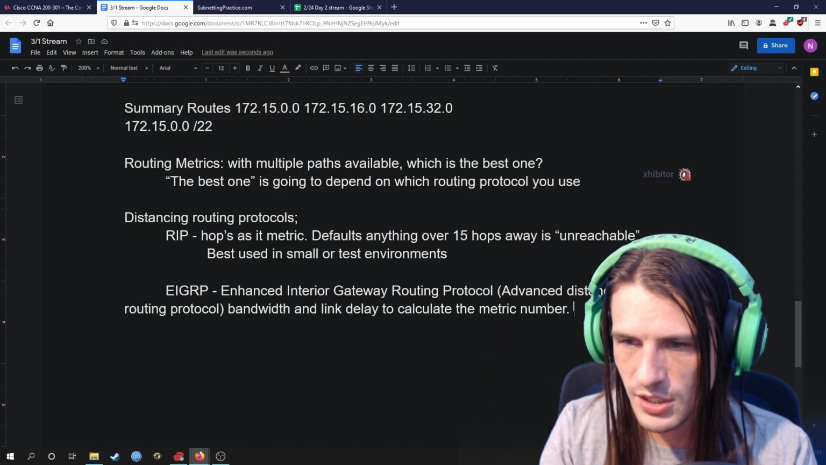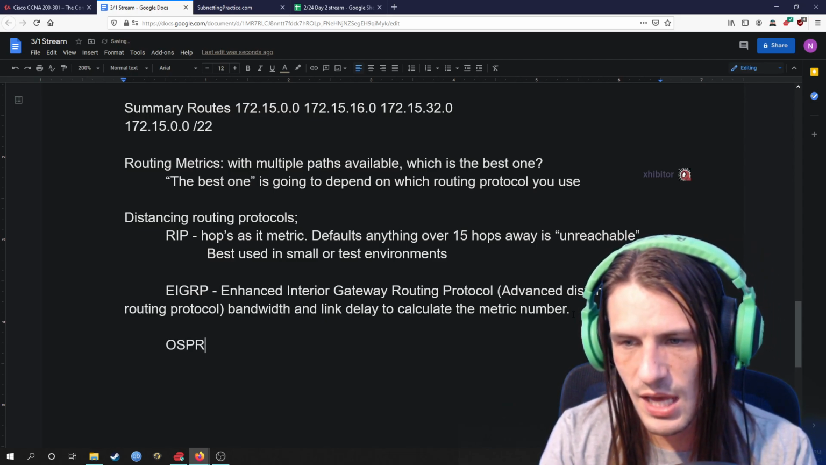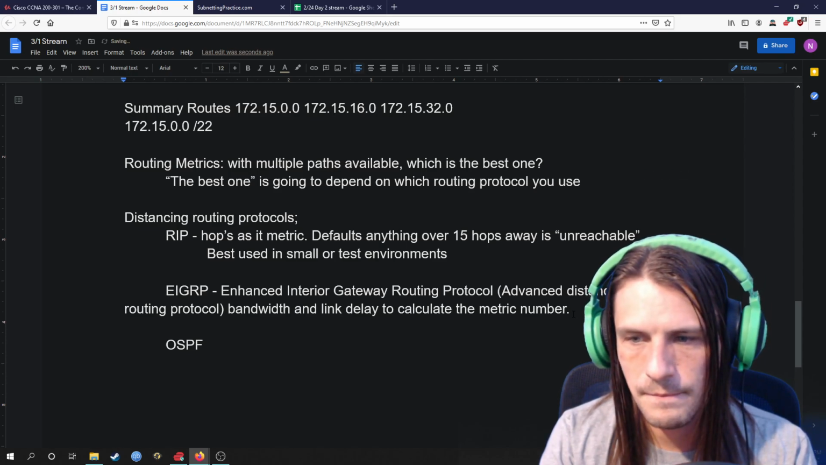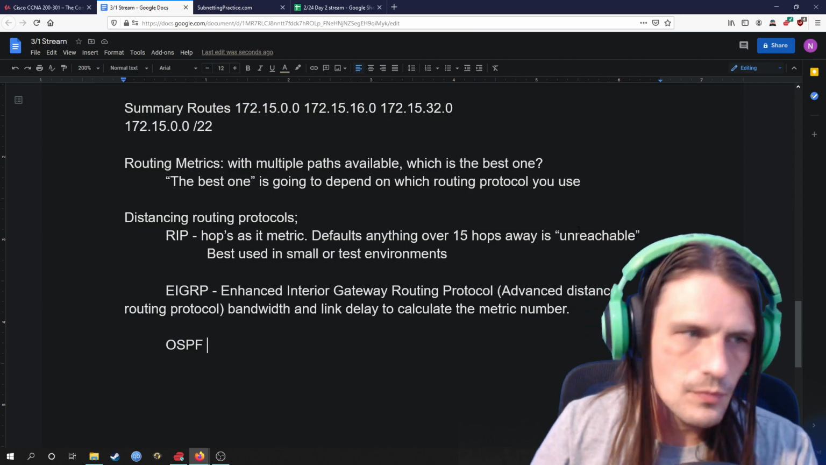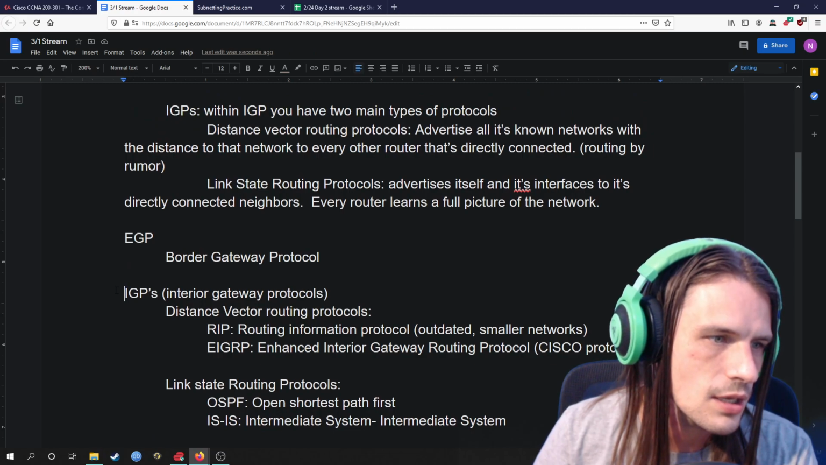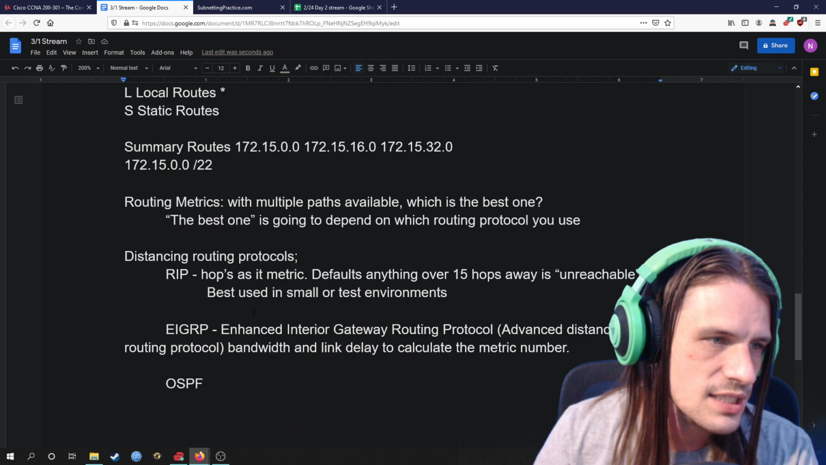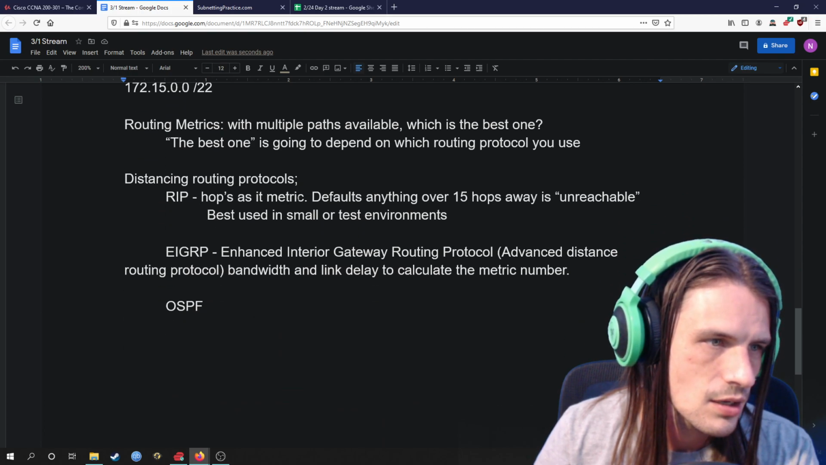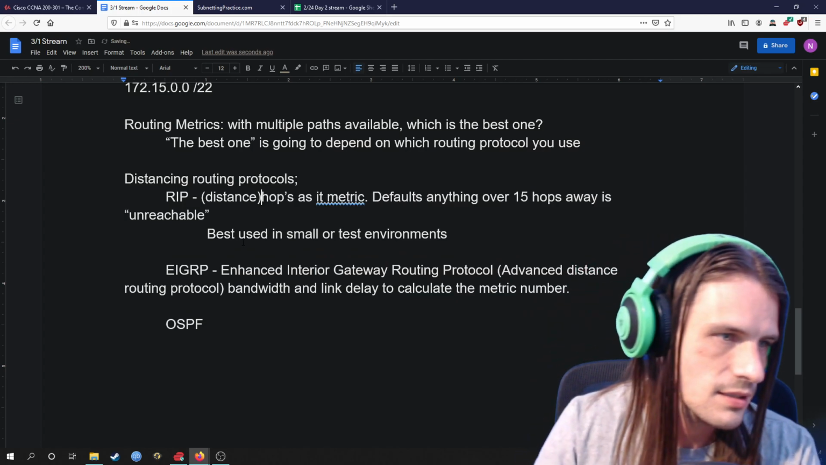Whew, a lot of information in here. So then we have the OSPF. So all four of these are going to fall under the interior gateway protocols. These first two are going to be distance.